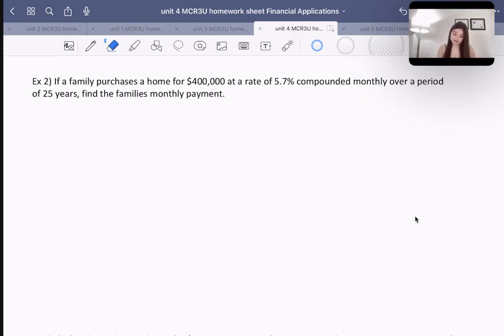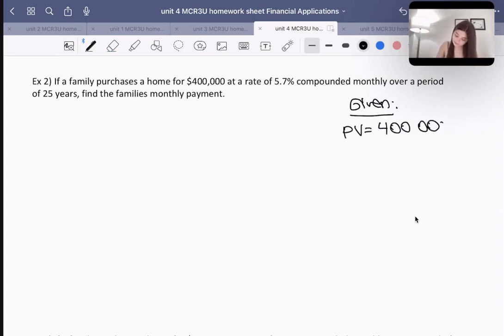But again, let's put in what's given. So we know that present value is $400,000. They owe $400,000 on their home they just bought. The interest rate is 5.7%, which is the same as 0.057. But again, we're compounding monthly and the payments are monthly as well. So this is over 12. And so that is going to be 0.00475. Okay. And then the period is over 25 years.